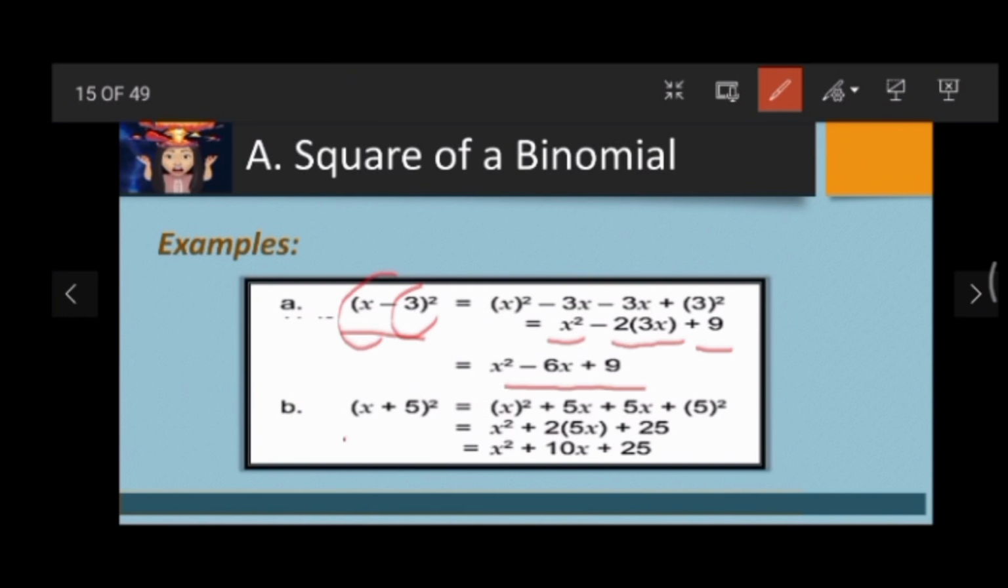Another example is letter B. We have x plus 5 squared. So x is our first term and our last term is 5. So we will get the square of the first term, which is x squared, and twice the product of the first term and last term, which is 2 times 5x, and the square of the last term, 5, which gives 25. So we will have x squared plus 10x plus 25.